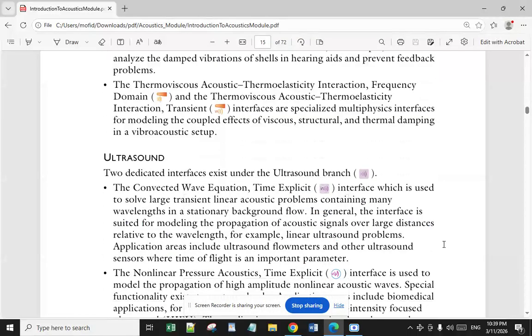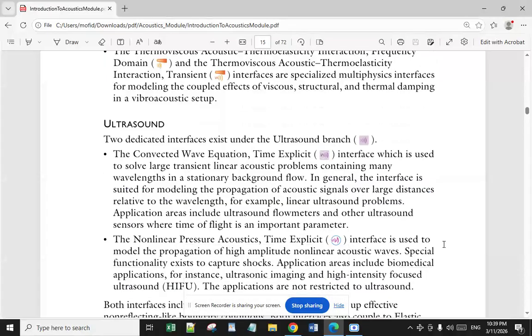The chapter on ultrasound. Two dedicated interfaces exist under the ultrasound branch. The first one is the Convected Wave Equation, Time Explicit interface, which is used to solve large transient linear acoustic problems containing many wavelengths in a stationary background flow. In general, the interface is suited for modeling the propagation of acoustic signals over large distances relative to the wavelength, for example, linear ultrasound problems. Application areas include ultrasound flowmeters and other ultrasound sensors where time of flight is an important parameter.